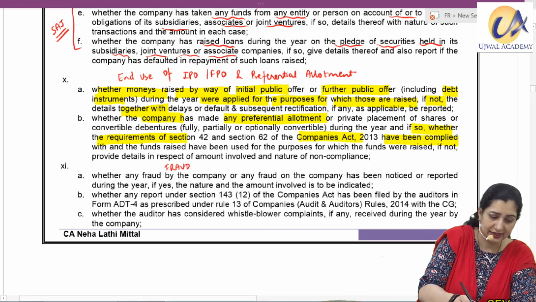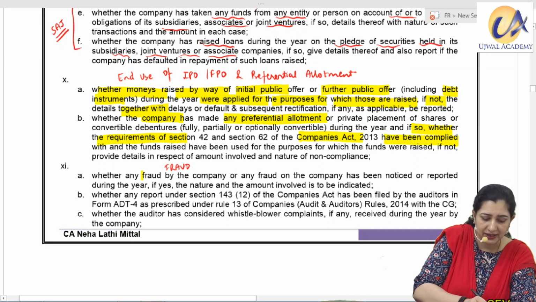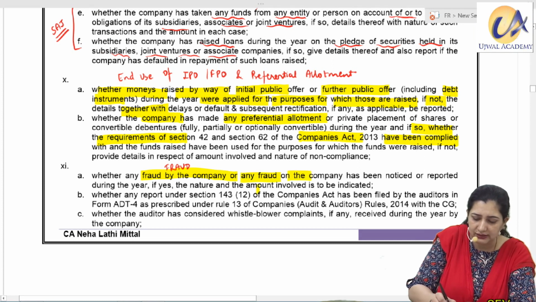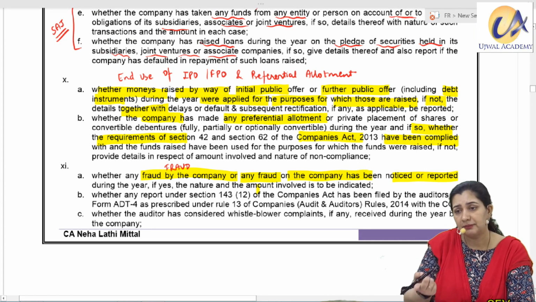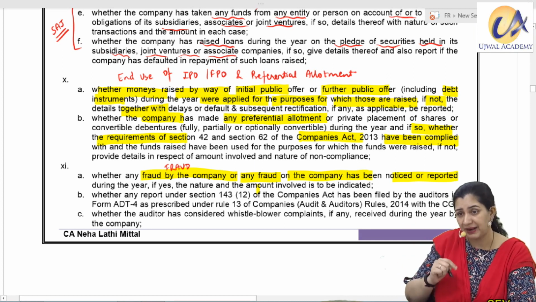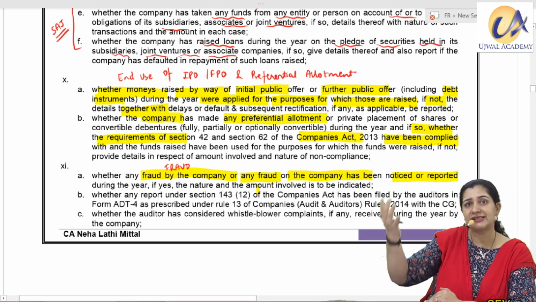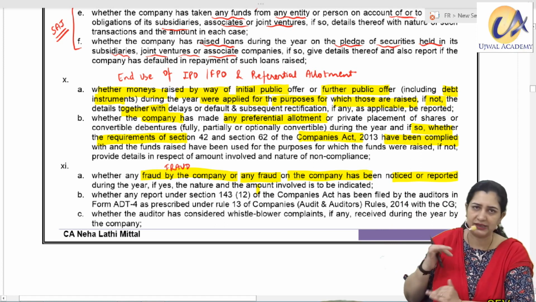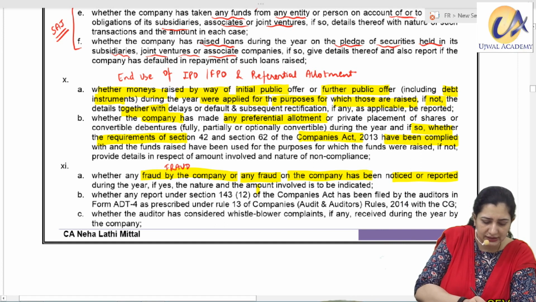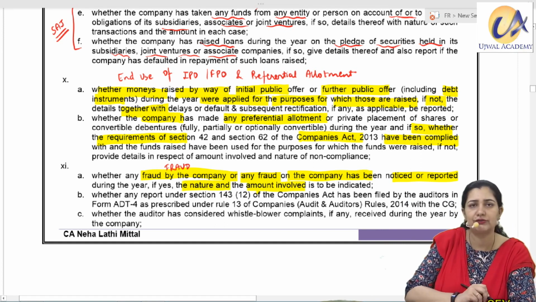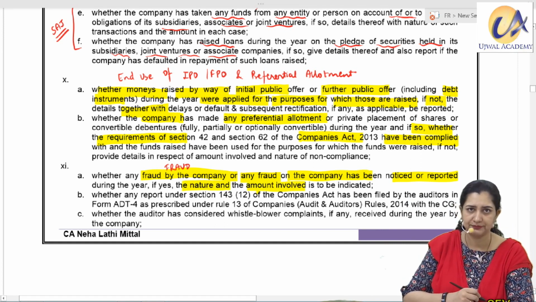So whether any fraud was done by the company or any fraud on the company was noticed or reported, right? Company has done the fraud, or fraud has happened on the company. Either way, we have to report. What will we report? What is the nature of the fraud? What is the amount of the fraud? Give the details of the fraud.